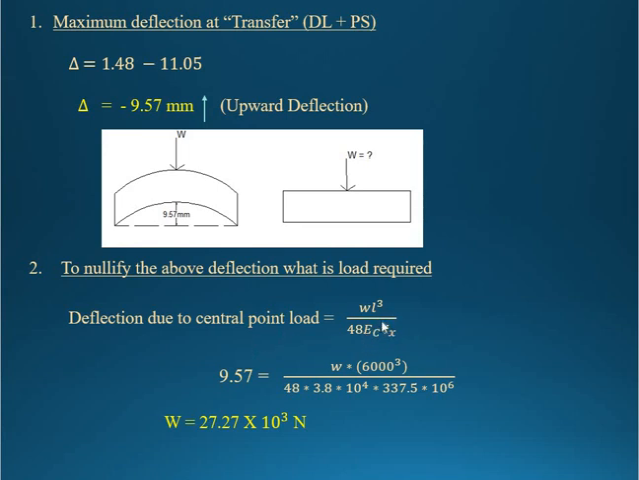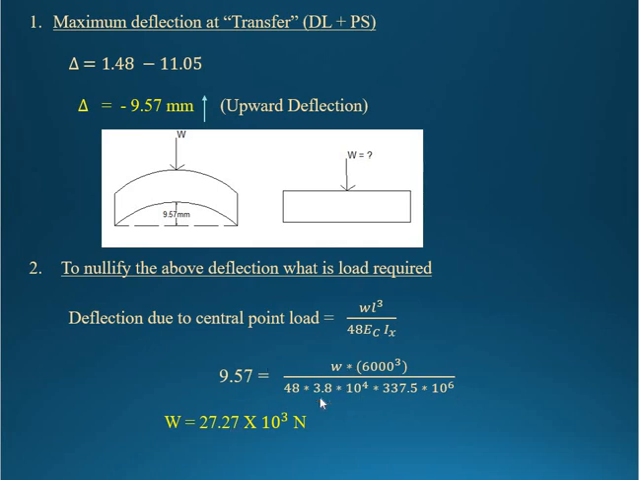Why did I consider this formula itself? For a simply supported beam carrying a central point load, the formula is this one. So because of that reason, I have considered this. We know the deflection, 9.57. Here you need not consider the negative sign, so don't take that negative sign. Directly write the value, that is 9.57 equal to W into 6000 cube by 48 into 3.8 into 10 power 4 into 337.5 into 10 power 6.